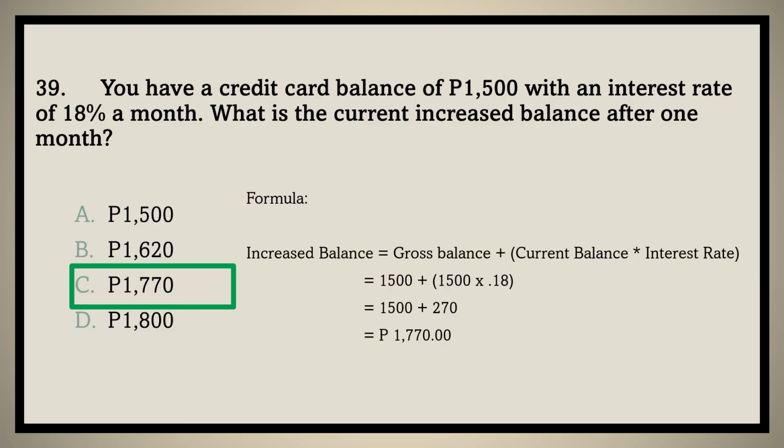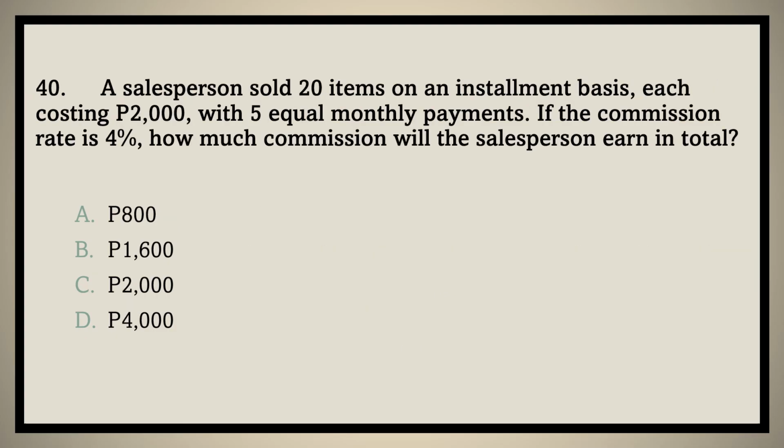1,770 pesos. 40. A salesperson sold 20 items on an installment basis, each costing 2,000 pesos, with 5 equal monthly payments. If the commission rate is 4%, how much commission will the salesperson earn in total? A. 800 pesos. B. 1,600 pesos. C. 2,000 pesos. D. 4,000 pesos.